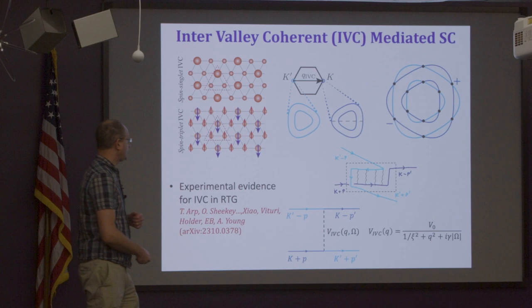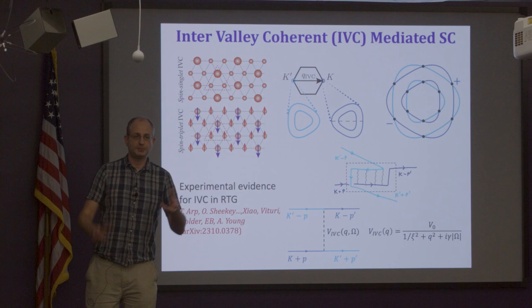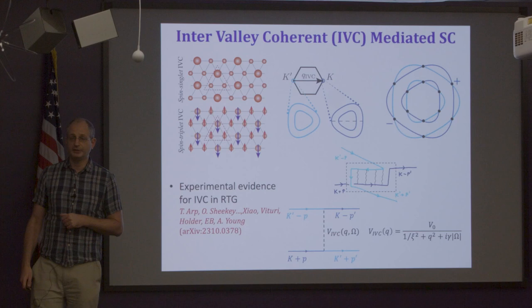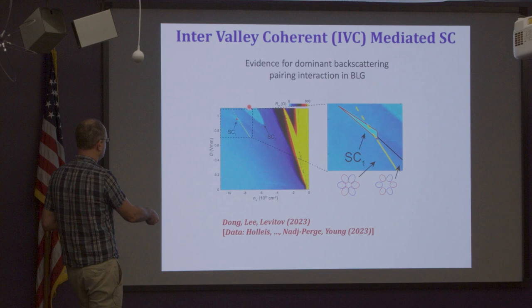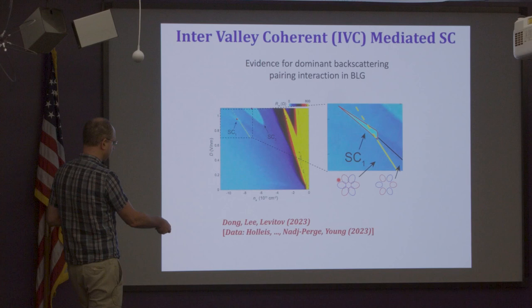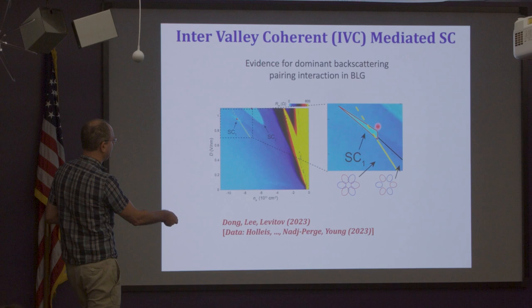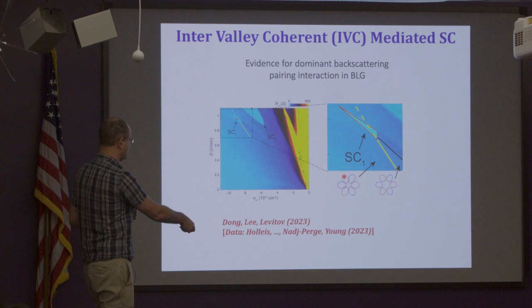But that also means that if you change density and displacement field and lose these crossing points, then the interaction should decrease dramatically, and you should lose superconductivity. And what they've done is they've looked carefully at the phase diagram. This is bilayer graphene on WSe2, and they plotted what the Fermi surfaces look like. They noticed that the superconducting phase terminates abruptly at some value of density and displacement field. And the claim is that that's exactly where you lose the crossing points between the Fermi surfaces from the two valleys overlaid on top of each other.